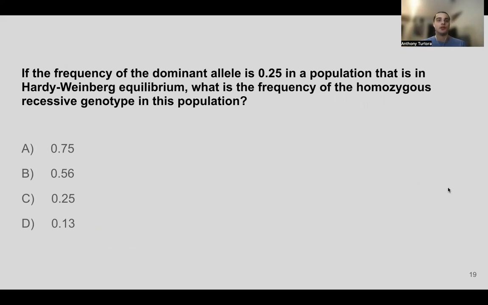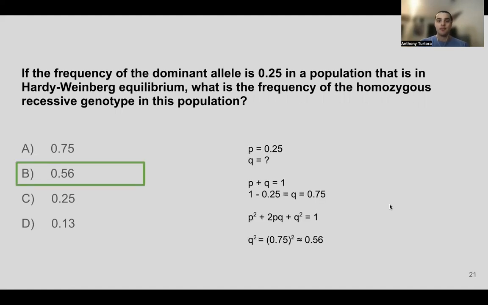All right, so the question here states, if the frequency of the dominant allele is 0.25 in a population that is in Hardy-Weinberg equilibrium, what is the frequency of the homozygous recessive genotype in this population? So first, the Hardy-Weinberg equations are going to be what we can use to solve this problem. So first we'll write down what our value for p is and our value for q. So our value for p is 0.25, as p is going to be the frequency of the dominant allele in a population.